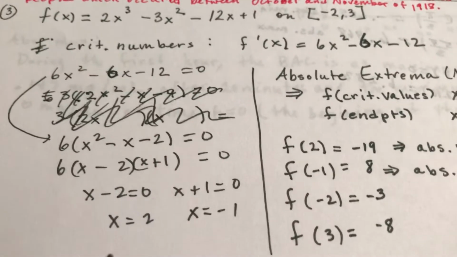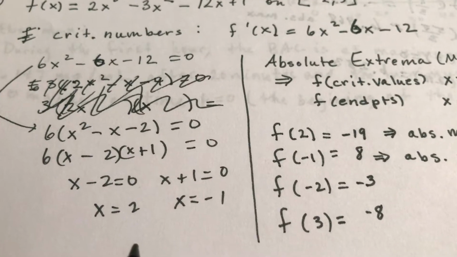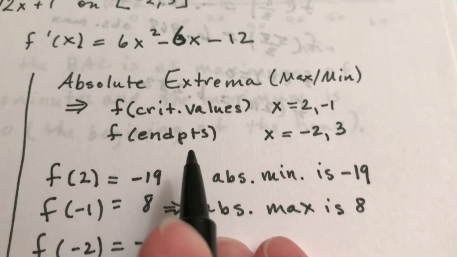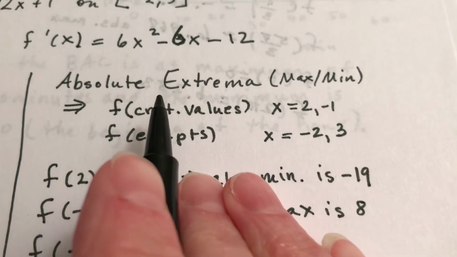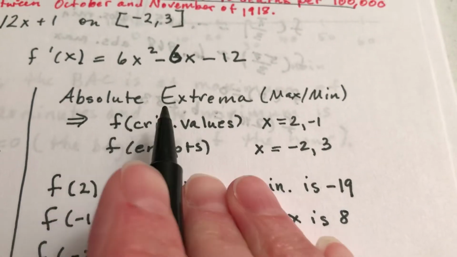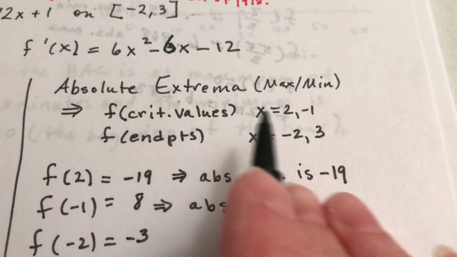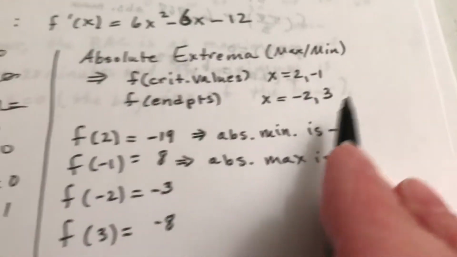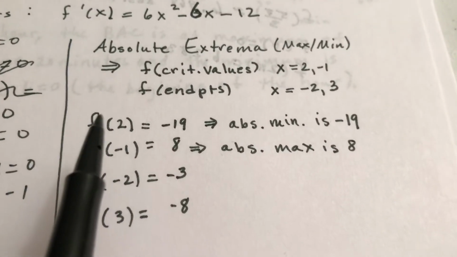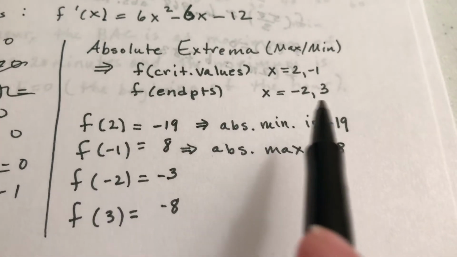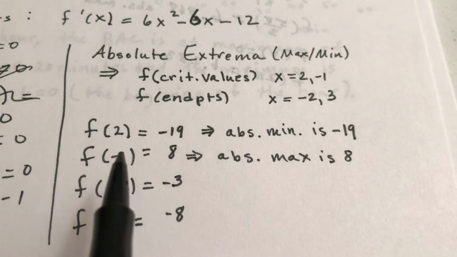Now, once you get these critical values, all you have to do is find f of the critical values and f of the endpoints. That's what I always try to remember. If I'm looking for absolute extrema, we'll have another section on the local extrema. But this is just the absolute extrema. You're going to look at your critical values, which were at 2 and negative 1, and the endpoints are negative 2 and 3. And you're going to find the function value, not the derivative, the function value at 2, negative 1, negative 2, and 3 at the endpoints as well. So those are my critical values.